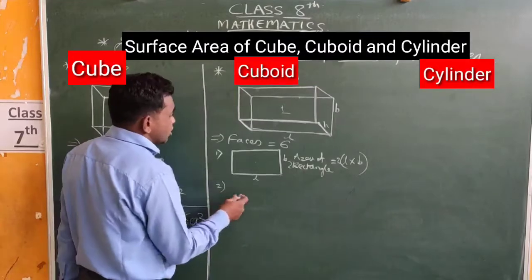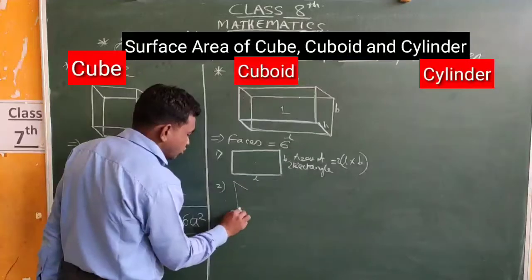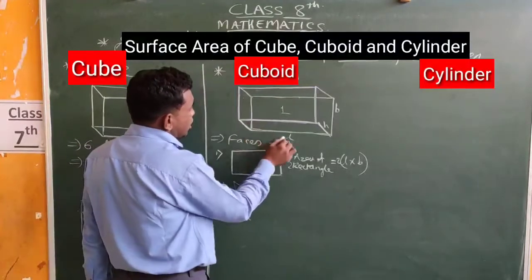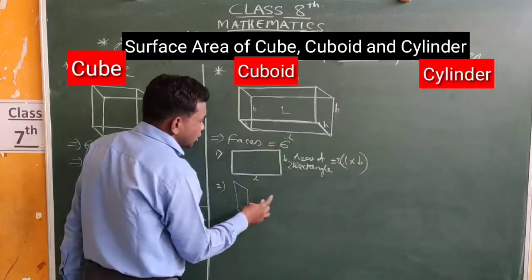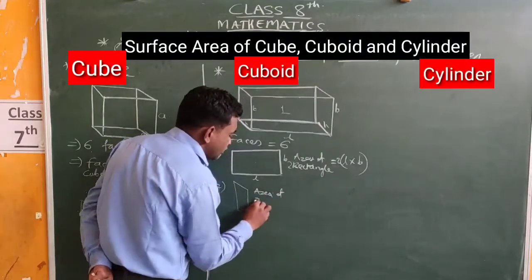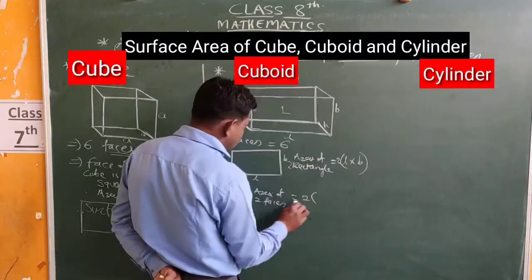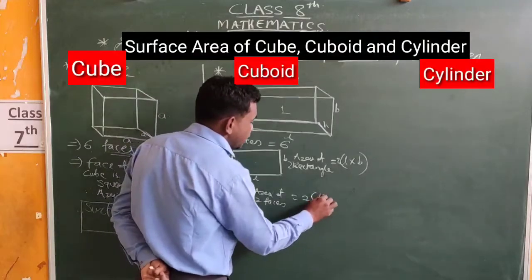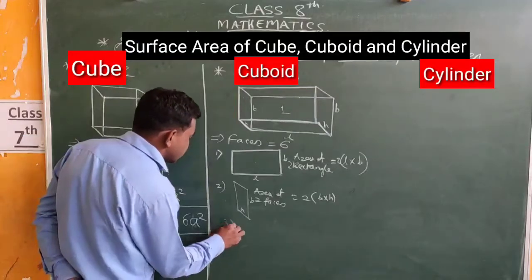Another part is, if we consider this portion, then this portion looks like H again. So here the height is H and the breadth is B. So its area, again for two faces, is equal to 2 into bracket B into H. And another one, the third one, is the faces.